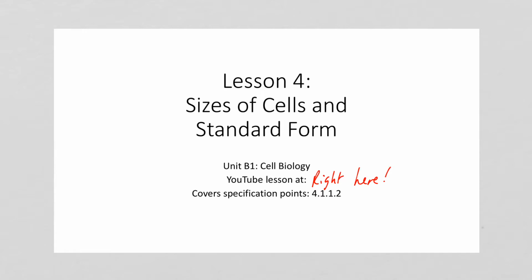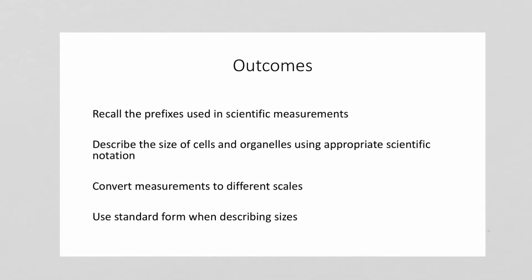We're also going to practice using standard form to write down numbers, and we are going to make sure that we can convert between the different prefixes in the SI units. By the end of the lesson, you need to be able to recall the prefixes used in scientific measurements. These include millimeters, meters, kilometers, micrometers, nanometers. We're going to use those to describe the size of different cells and organelles. We're going to convert measurements from one unit to another, so from millimeters to meters, from nanometers to millimeters, etc. And we're going to practice using standard form when we're describing the sizes of things.